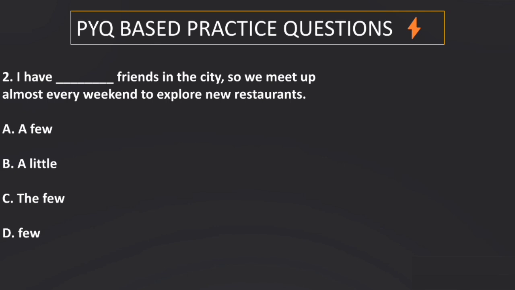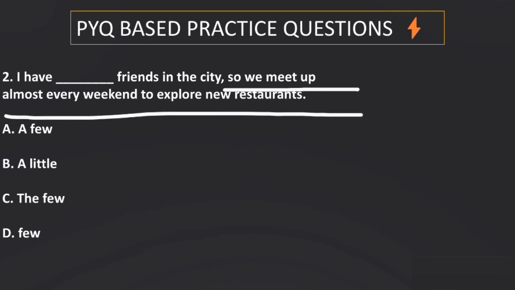The second question is, I have friends in the city, so we meet up almost every weekend to explore new restaurants. If we read this sentence clearly and minutely, we can feel the person hangs out very often with friends, which implies a positive connotation. We don't know the person is male or female, but he or she hangs out with his or her friends every weekend. This sentence itself implies a positive connotation.